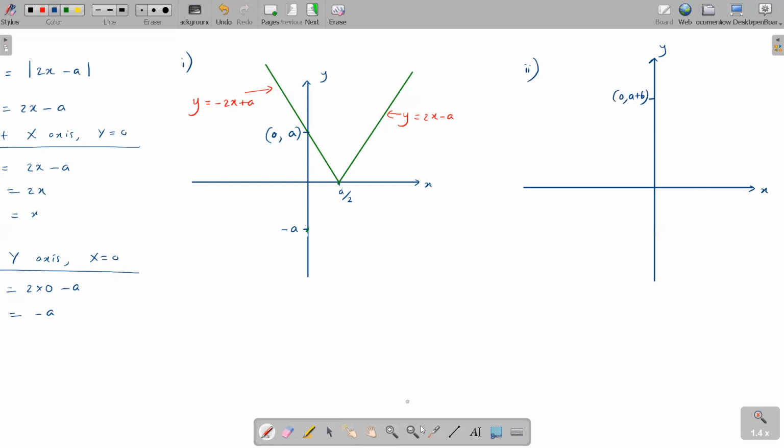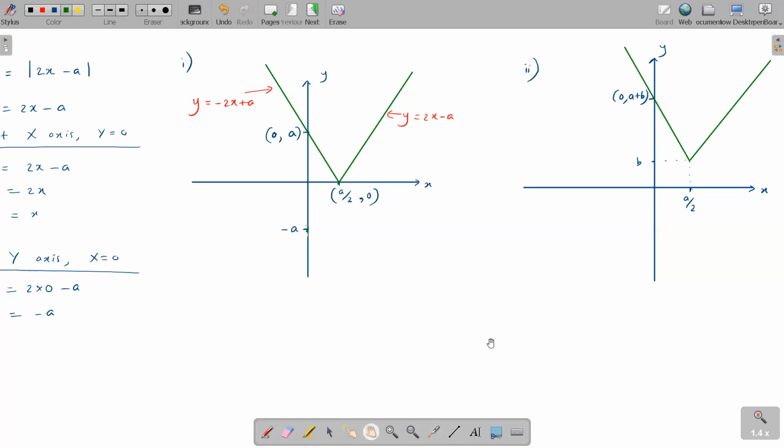Okay, and then the vertex coordinate was a over 2, comma, 0. So you add b to the y coordinate, which means the vertex will go a little bit up, right? So it will move up, and then you get a over 2, comma, b. So whatever that b value is, you get your vertex over there. Same graph, just that it moves up. Okay, so the exact same graph, but it moves b units up.